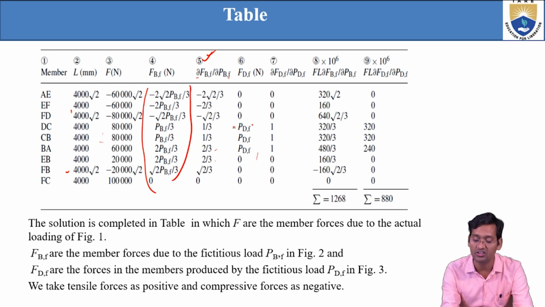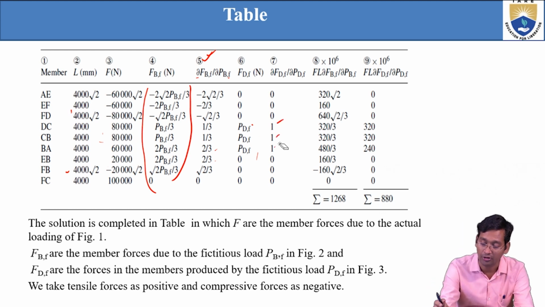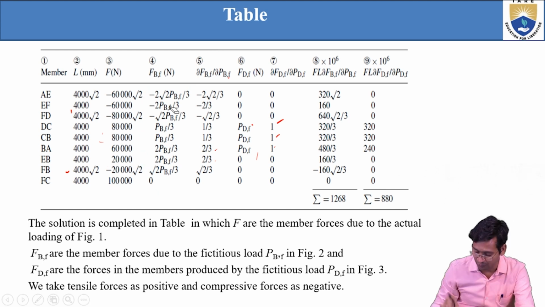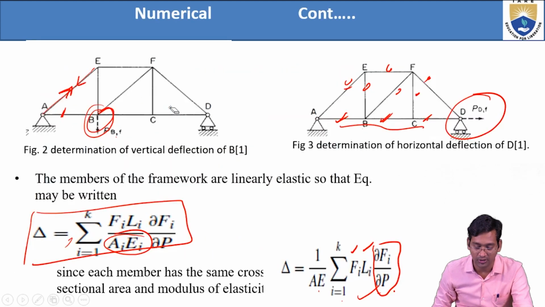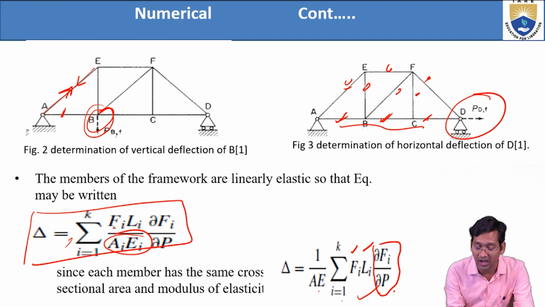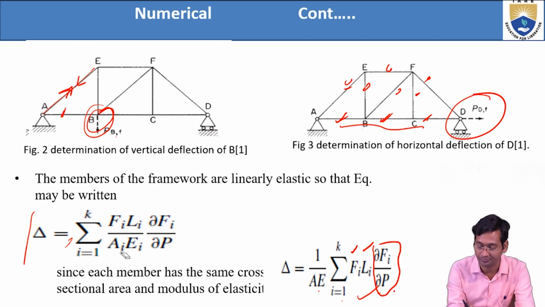Differentiation of this with respect to DF will give you what? 1. Differentiation of this with respect to DF, 1. This also 1. So this will be 1. Now we found. Now according to the formula, what is there? Just see here the formula. What is required? Fi, Li and dou Fi by dou P.